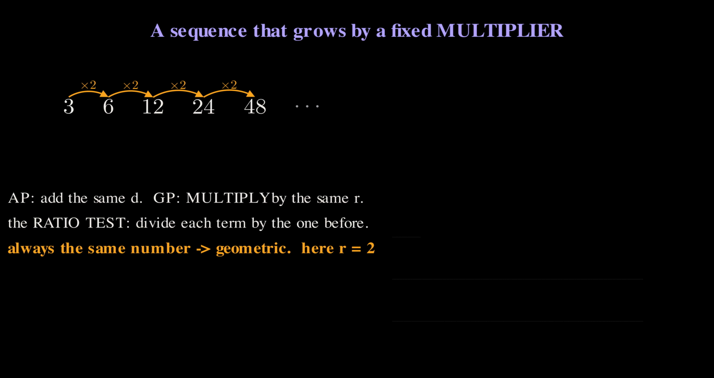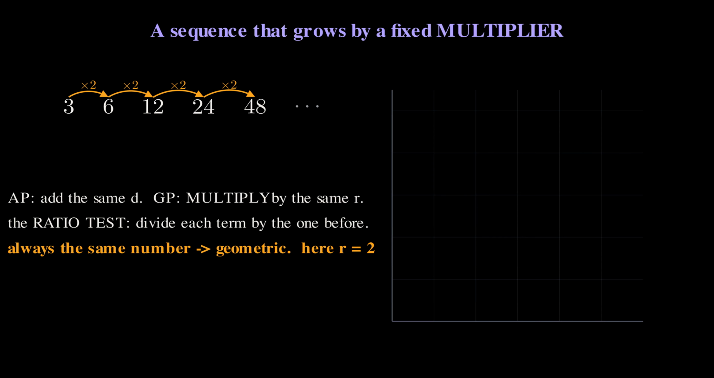Now a connection worth seeing early. Plot each term against its position. An arithmetic sequence gave a straight line. A geometric one curves upward. The points lie on an exponential. That's the link your syllabus asks for. A geometric sequence is just an exponential function, sampled at the whole numbers.